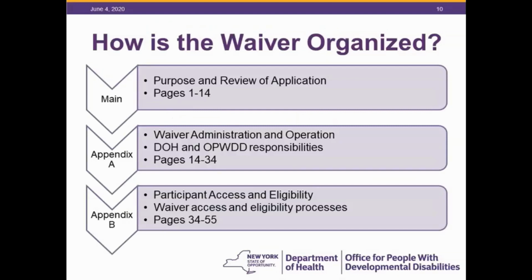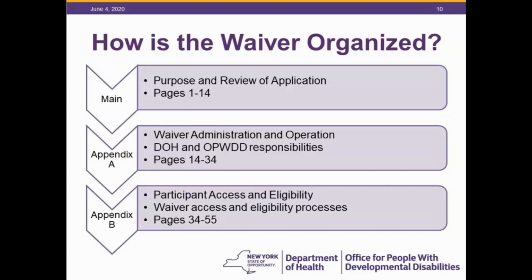Okay, so let's take a quick look at how the waiver is organized. Being an agreement, there are lots of defined sections in the waiver that cover very specific topics. And again, this is a very large document, a 400-page document. The first part of that document that you're going to see is the main section. The main section really covers the purpose and review of the application itself, and for this file, it's going to be pages 1 through 14.